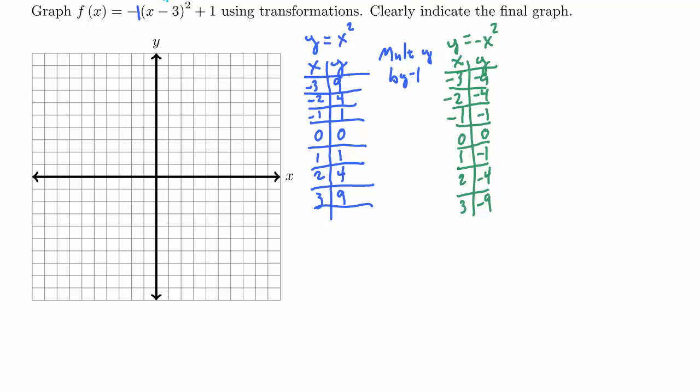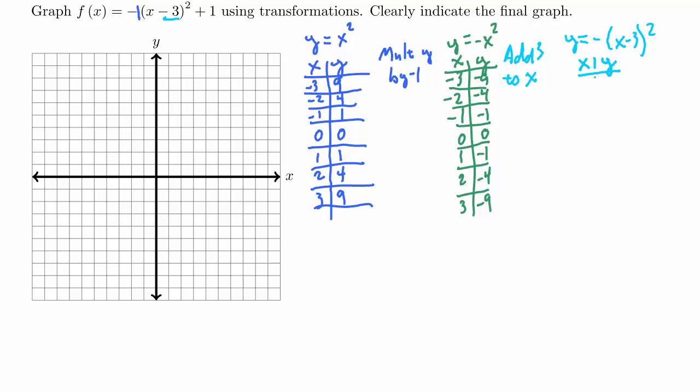Next, we're going to go to this negative 3. This negative 3 is on the inside of the parentheses, which means it directly affects the x value. And so I need to do the opposite of what it says. Now this says minus 3, so I add 3. So I'm going to add 3 to the x values. So this is going to give me y equals negative parentheses x minus 3 squared.